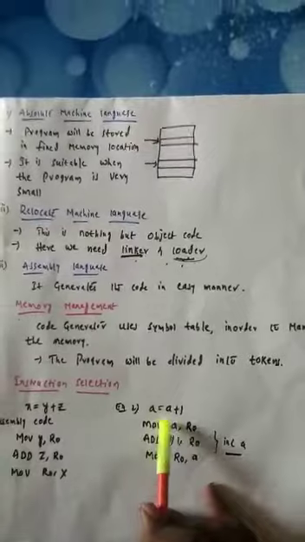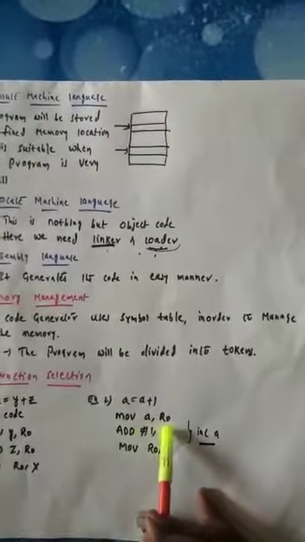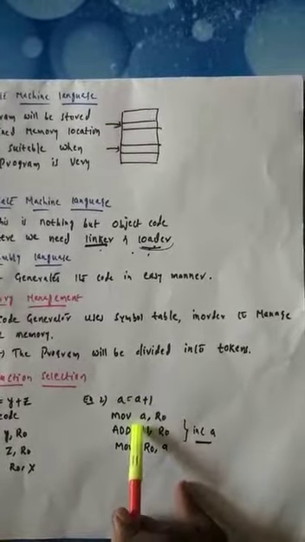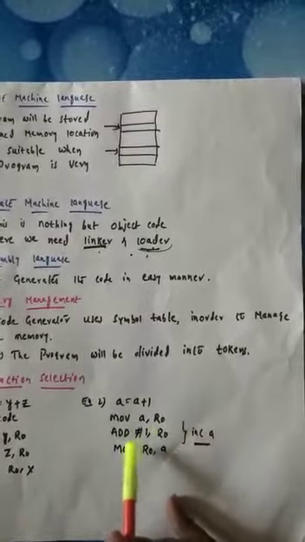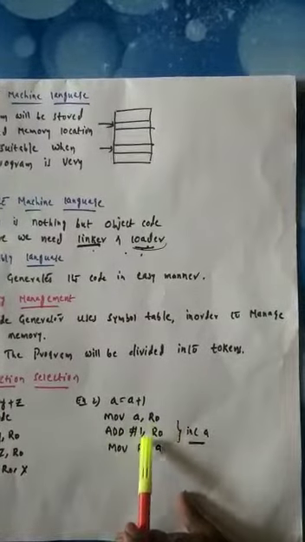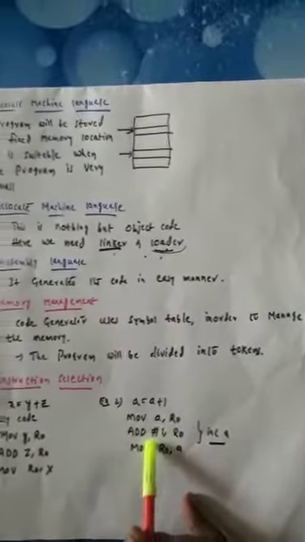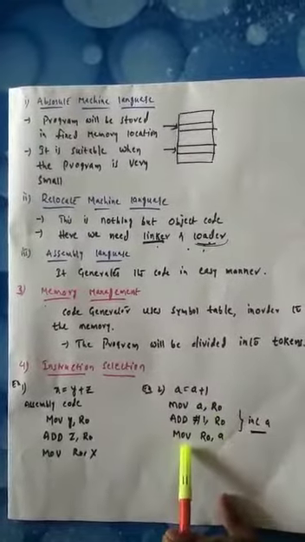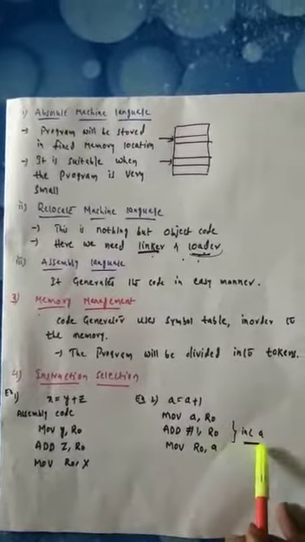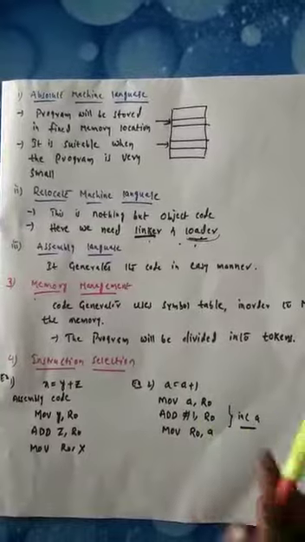And the second one, a equal to a plus 1: move a comma r0, nothing but the contents of a can be stored in the register r0. The second one is add 1 to a, nothing but add 1 to register r0. The third one is move r0 comma a. It can simply be written as increment a. So this is the fourth one.